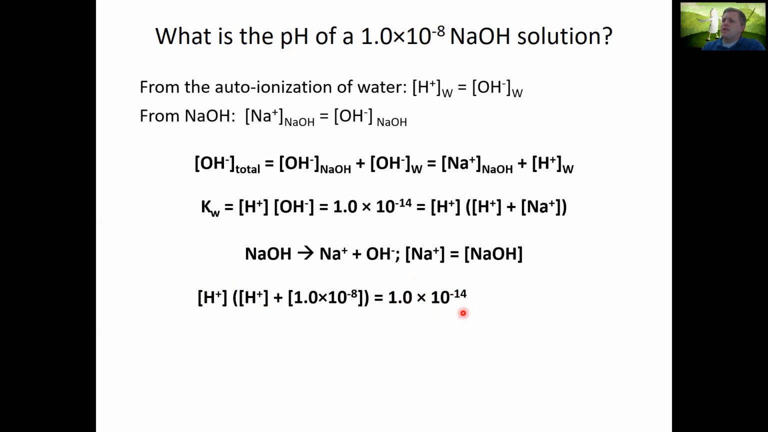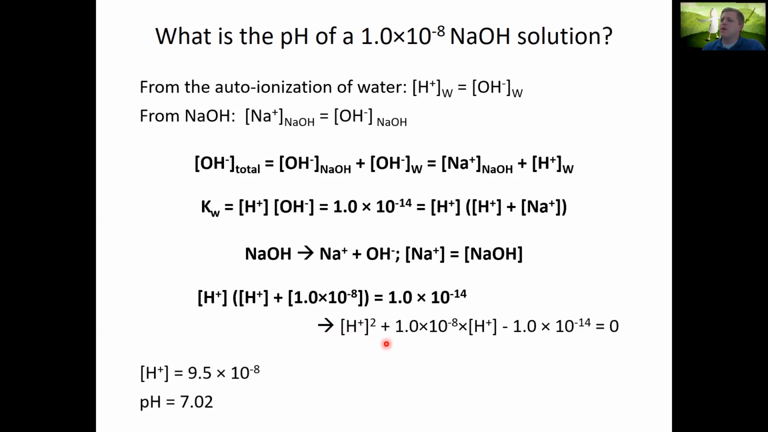And now we can solve this to figure out our H plus concentration, and then we can take the negative log of that value to get our pH value. So the way we're going to have to do this is multiply through this H plus and distribute it in these parentheses, and then solve this whole equation so that it's equal to 0. We'll get an equation that looks like this, where we have A times H plus squared plus B times H plus C equals 0. And then we will use the quadratic equation to solve for our H plus concentration, and then take the negative log of that value to solve for our pH.